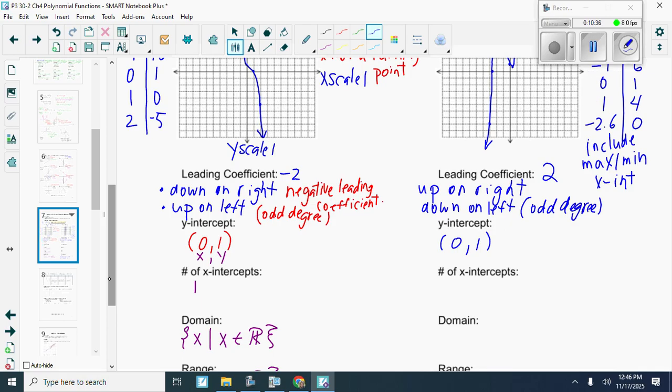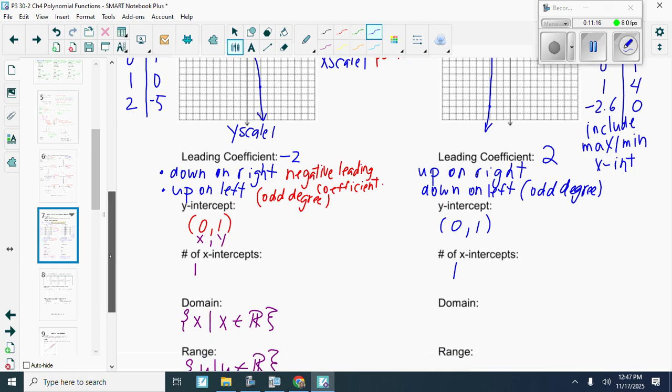Guys, if I asked you how many possible x-intercepts there are with a cubic? 3. The maximum number that you can have is the same as the degree. There could be 3, there could be 2, or there could be 1. Could there ever be 0? No. Odd degrees will always intersect. Sometimes the questions will ask how many possible x-intercepts; this one just wants to know the number, and in this case, we just have 1.